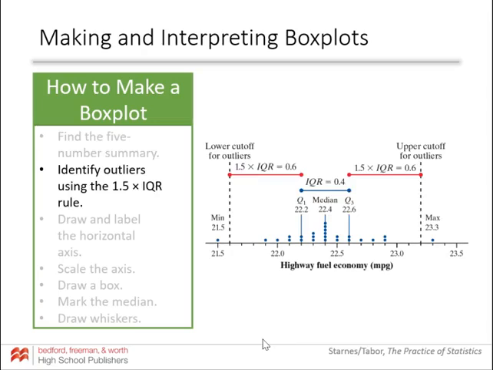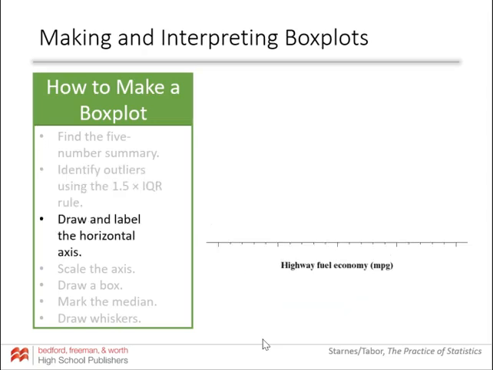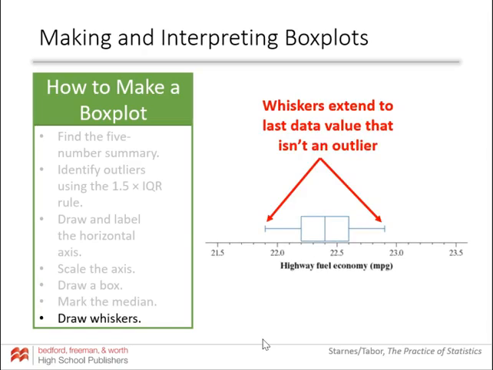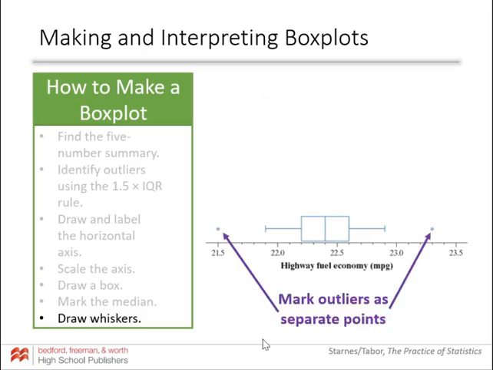In AP Stat, we always mark outliers separately. So we're going to draw a number line and scale it to the data that we have. Our box goes from Q1 to Q3. We put a line in the middle for the median. We draw whiskers out to the min and the max as long as they aren't outliers. If there are outliers, then we just go to the next number that's not an outlier. Then we mark the outliers, usually with little stars or dots, to show them separately from the box plot.